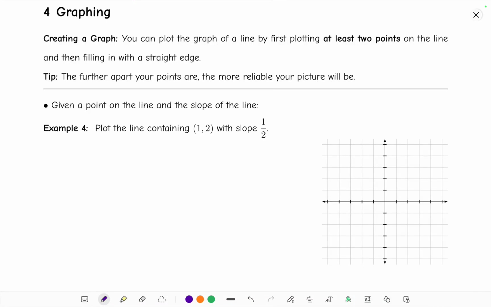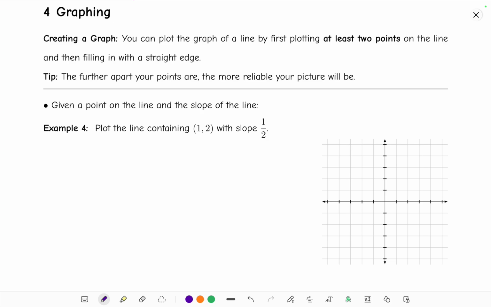Hello, today I'm going to do part 2 of section 5.2. I'm going to start off with graphing. To create a graph, you can plot the graph of a line by first plotting at least 2 points on the line and then filling in with a straight edge. Tip: the further apart the points are, the more reliable your picture will be.